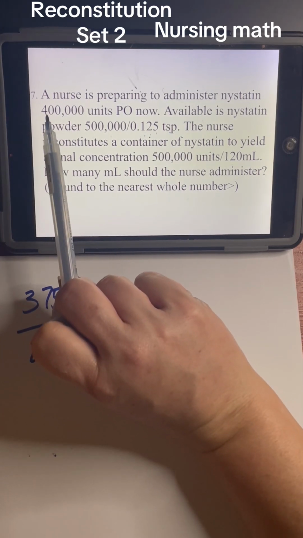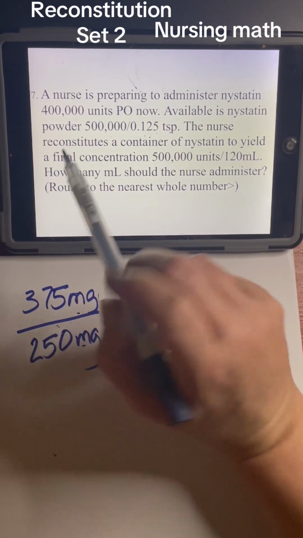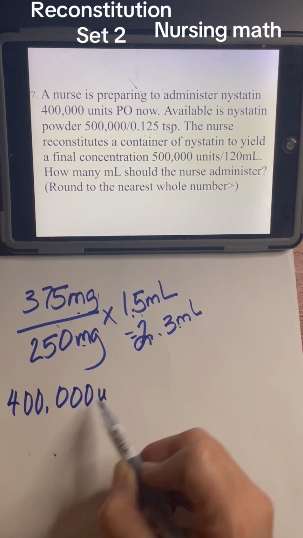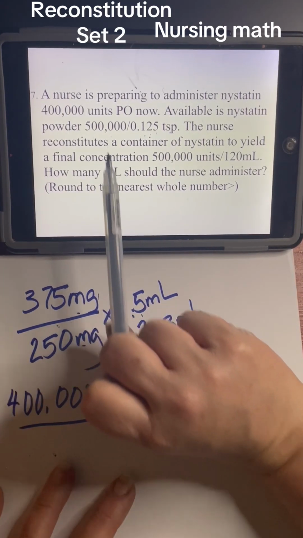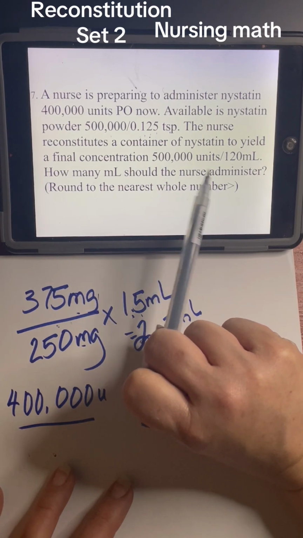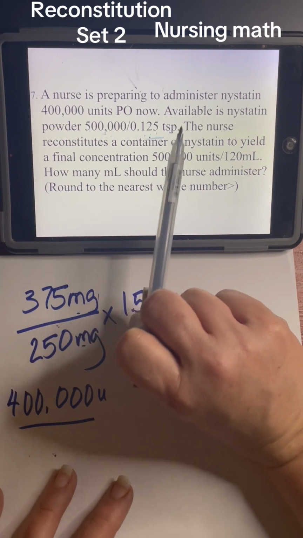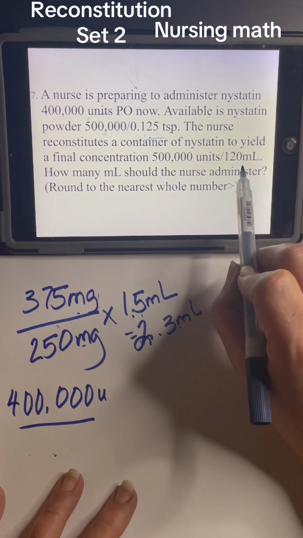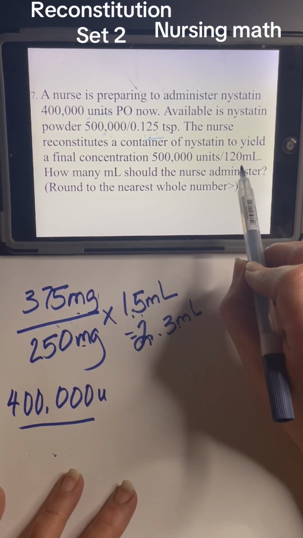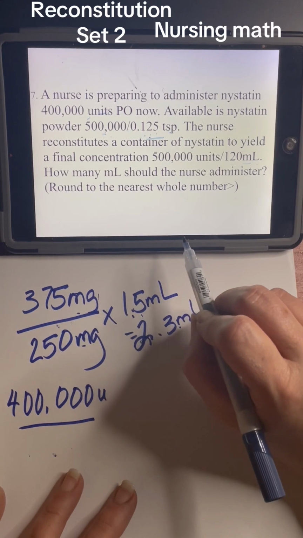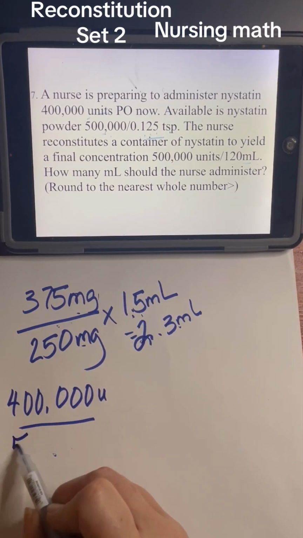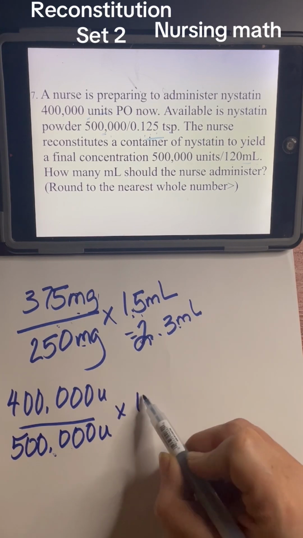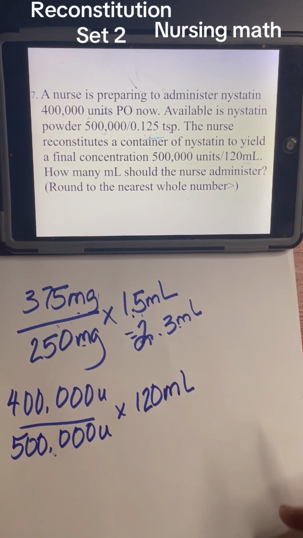Okay, so the dose ordered is the 400,000 units. 400, comma, 1, 2, 3 units. And you're looking for the per. This is a distractor. And this is the one that you're going to use. 500,000 units per 120 milliliters. So 500,000 units per 120 milliliters. Okay.